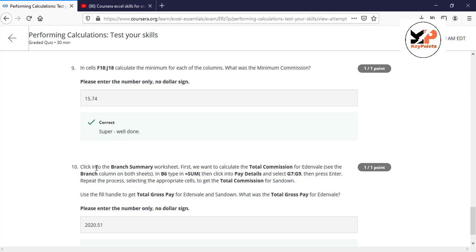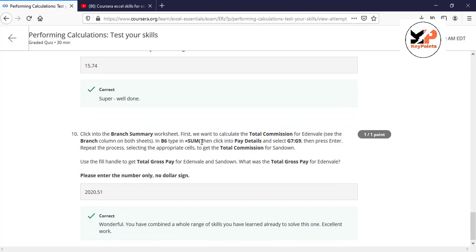Number 10 question: click into the Branch Summary worksheet. First, we want to calculate the total commission for Eden Valley. See the branch column on both sheets. In B6, type in equals SUM, then click into Pay Details and select G7 colon G9, then press enter. Repeat the process, selecting the appropriate cells to get the total commission for Sandown. Use the fill handle to get total gross pay for Eden Valley and Sandown.